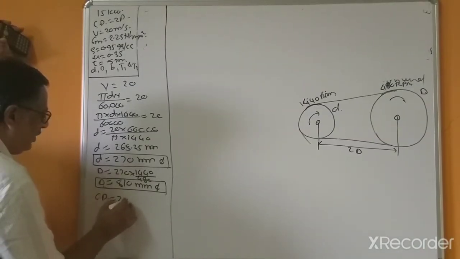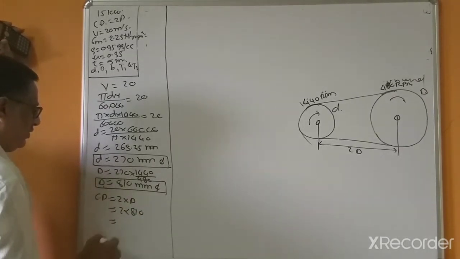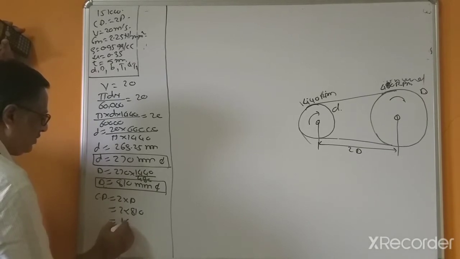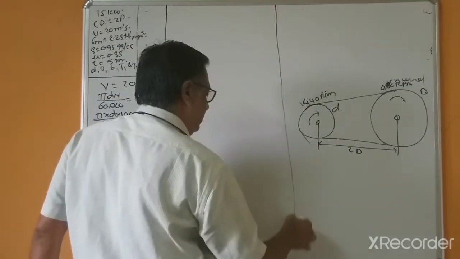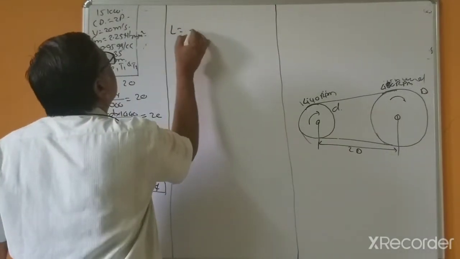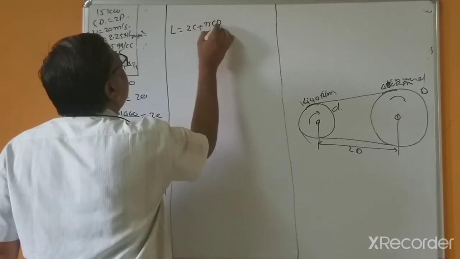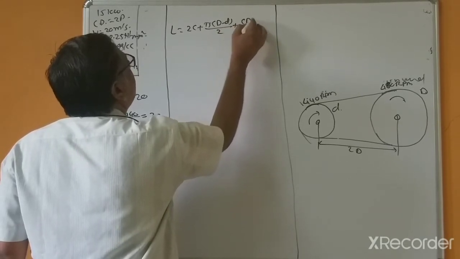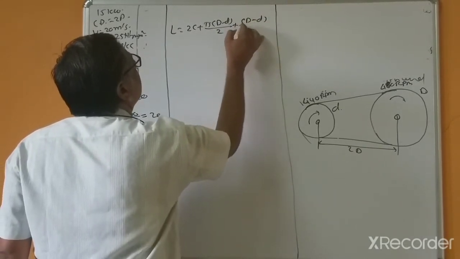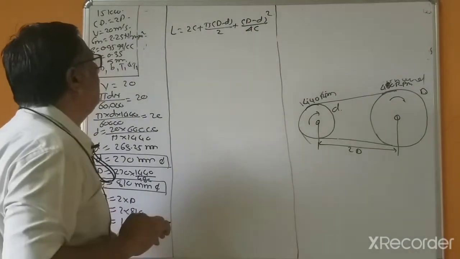Next, now the length of the belt. Center distance equal to 2D, 2 into 810 equal to 1620. Length of the belt equal to, what is the formula? 2c plus pi into capital D plus small d divided by 2, plus capital D minus small d whole square divided by 4c. I will check this formula.